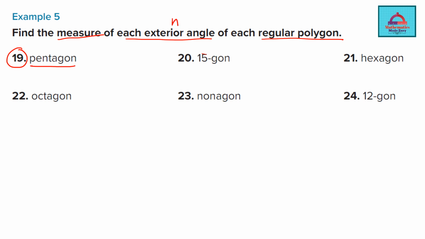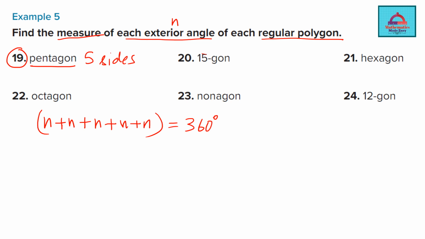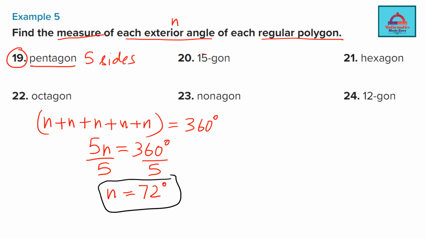Now a pentagon has 5 sides. That means the sum of all the exterior angles, how many angles? 5 of them. If I add them, the sum is 360. We are using the sum of all exterior angles theorem for a regular polygon. So this is going to be 5n equal to 360 degrees. So you are going to divide 360 degrees by 5, and that's how you get the measure of each exterior angle as 72 degrees for the first question.